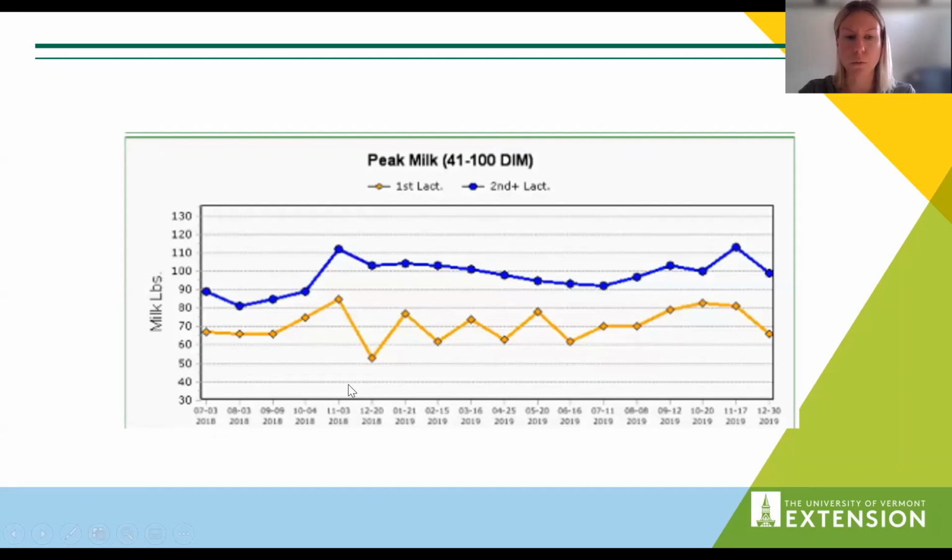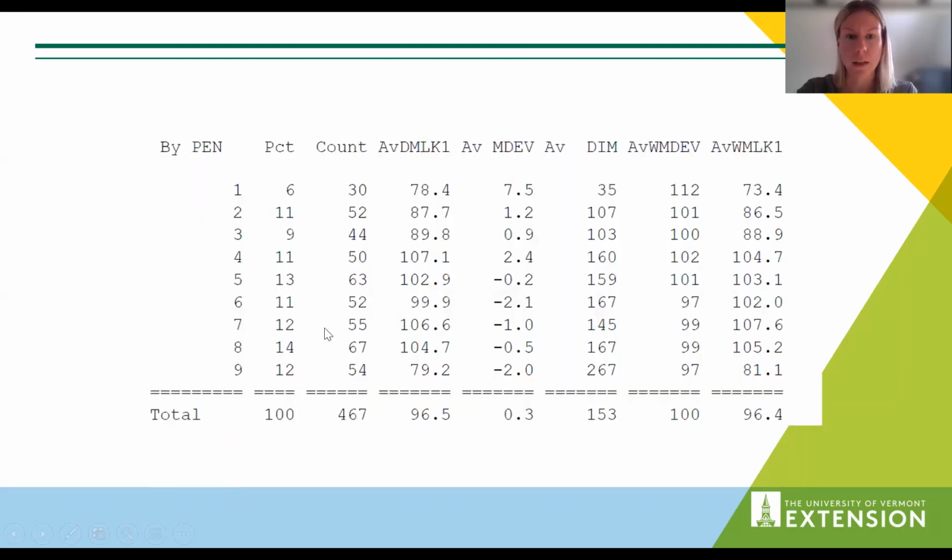And it can be a nice way to start a discussion if you're having issues with first lactation animals peaking or mature cows peaking. It can be just a nice visual to see or to confirm what you've been witnessing throughout the herd. And this is pulled out of Dairy Comp 305.